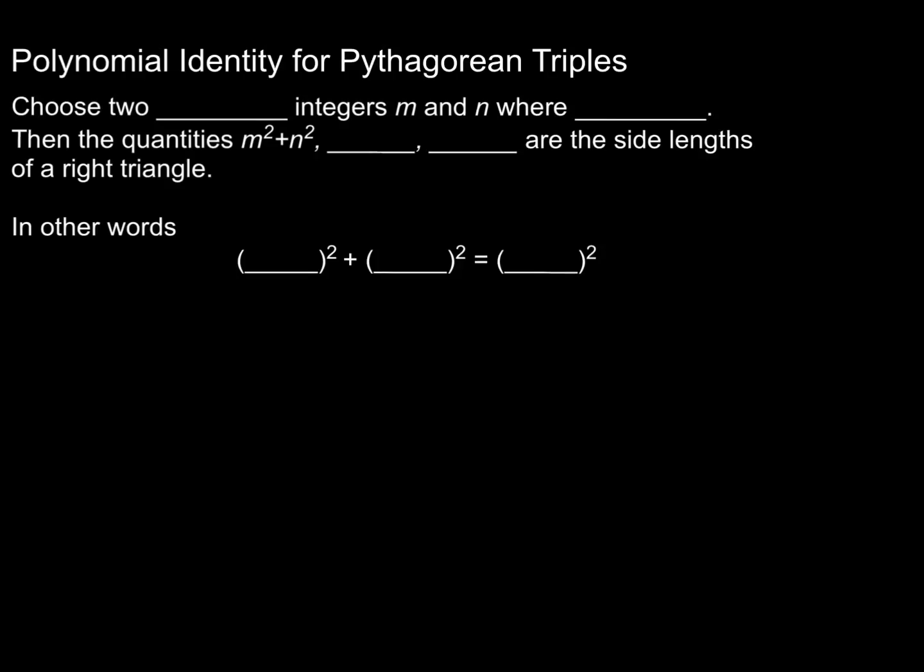Okay, so to start off with, let's attempt to recreate the polynomial identity for Pythagorean triples. So copy the statement down, fill in the blanks accordingly, and you can test out whether you filled them in accordingly by trying out the finished statement with your choices of m and n.